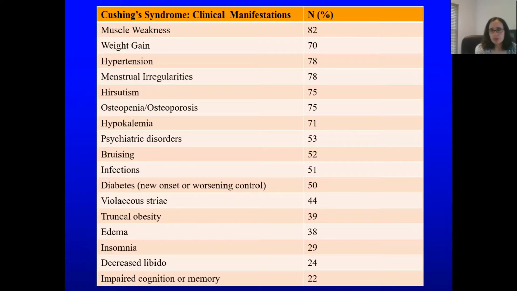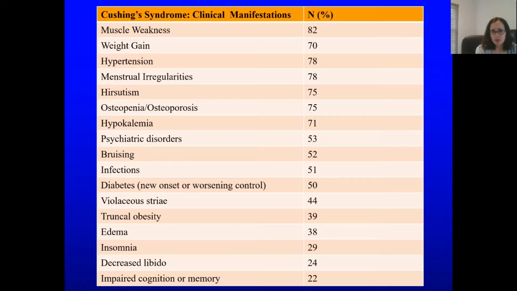So these are some of the presenting symptoms. 82% of patients may present with muscle weakness, and then in descending order, weight gain, high blood pressure, menstrual irregularities. In women, they're often quite hirsute, osteoporosis, low bone density, hypokalemia, psychiatric disorders. You can have steroid-induced psychosis for sure. We just had a case of that on the inpatient service. Easy bruising, diabetes, violaceous striae.